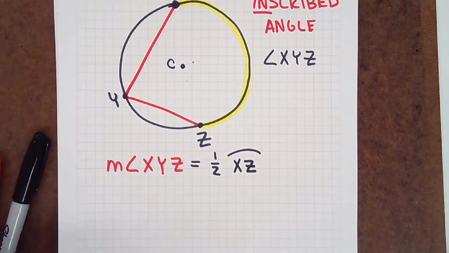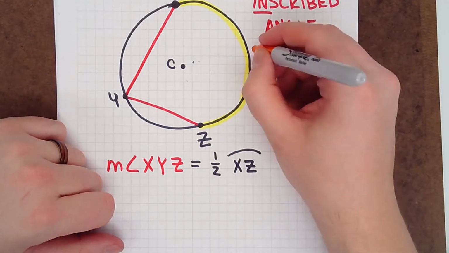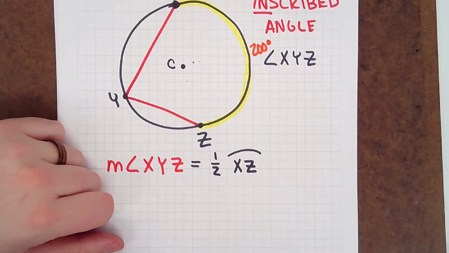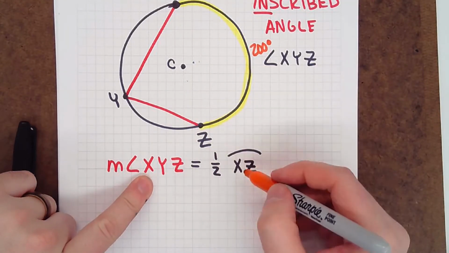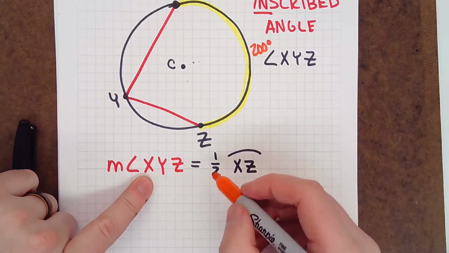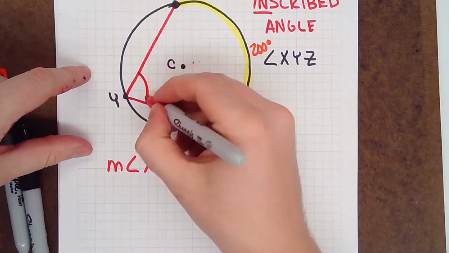So plugging in some numbers. If I knew that the arc over here was, let's say, it looks more than 180 to me, let's make it 200 degrees. If that was 200 degrees, well, if this whole arc is 200, then the angle is half of that arc. Half of 200 is 100. So that would mean this angle here is 100 degrees.